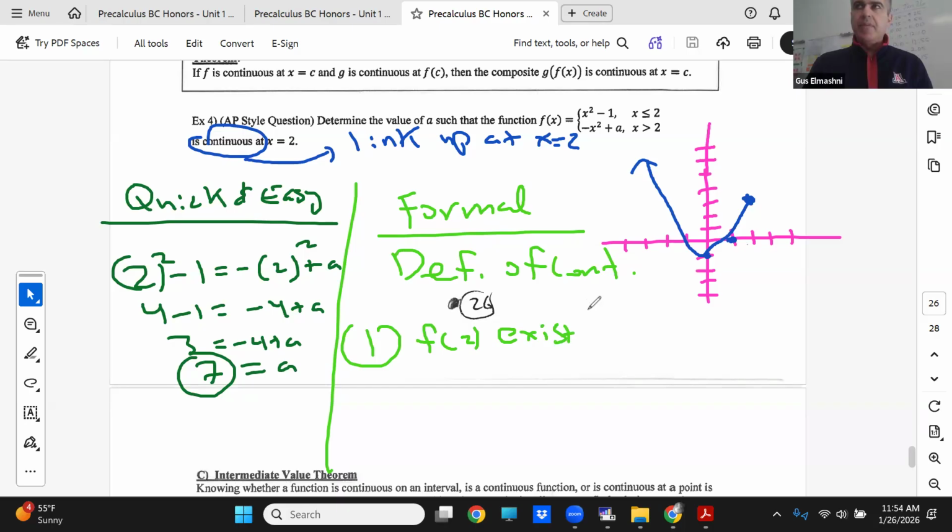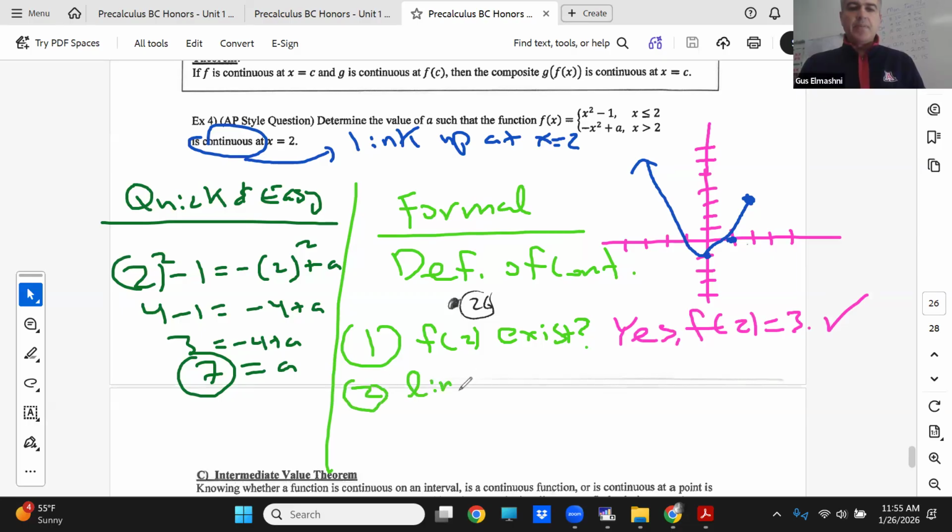Yeah, you just do quick and easy with multiple choice, but I'm saying if it's free response. Does f of 2 exist? What was f of 2? So, check. Okay. This is the big one. Does the limit as x approaches 2 of f of x exist?